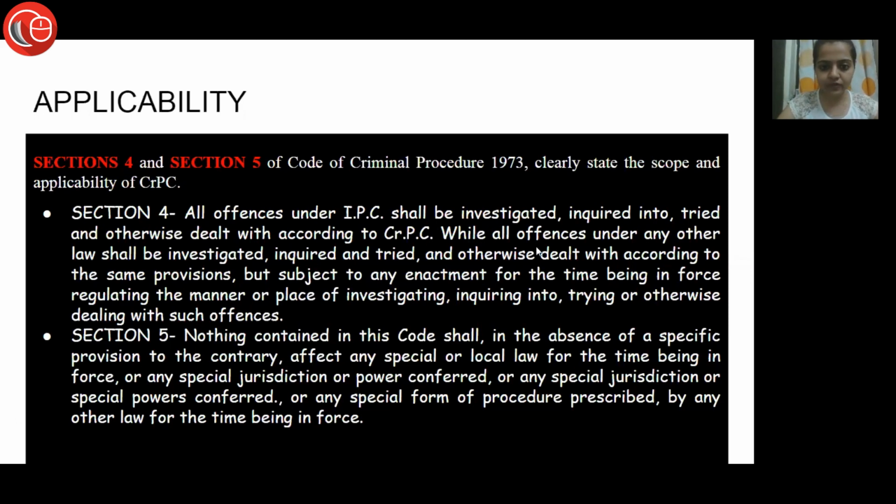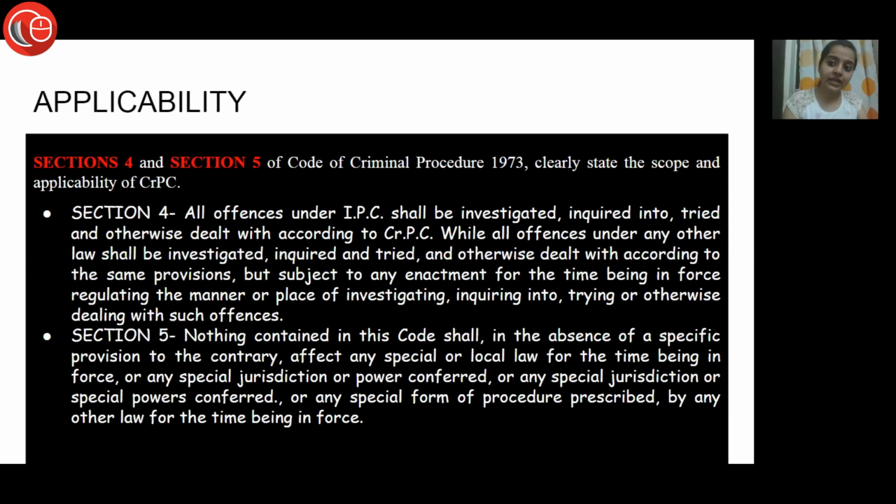And one more thing, guys. The scope of the Criminal Procedure Code can be traced from these words: shall be investigated, inquired into and tried and otherwise dealt with. That means the procedure for investigation is covered by CRPC. We'll be going through that chapter also. Investigation procedure is dealt with by CRPC: how a police officer, or for that matter a private person, also investigates into a case.